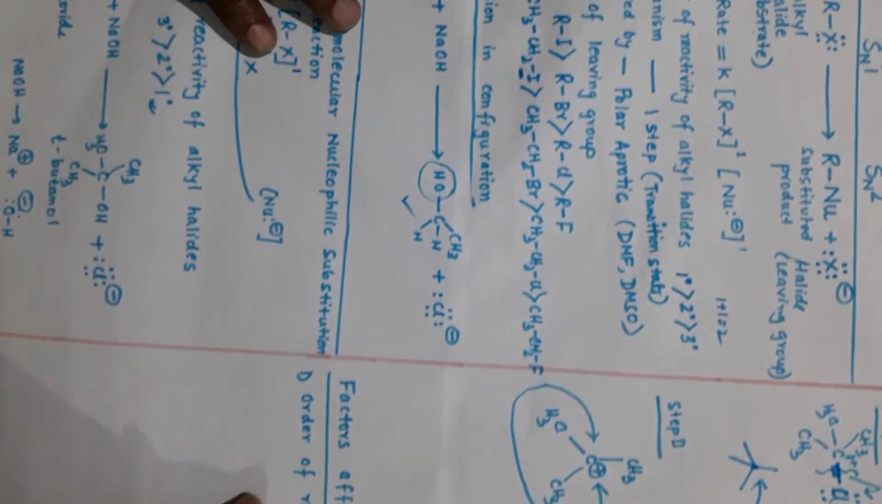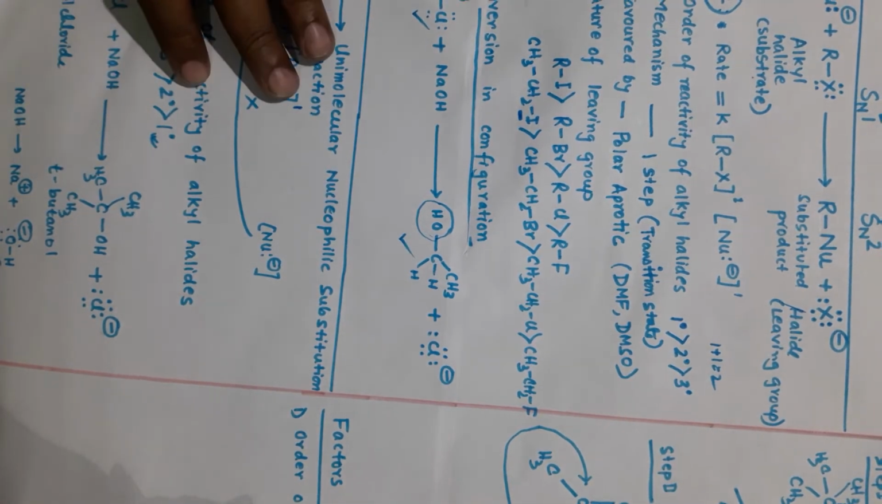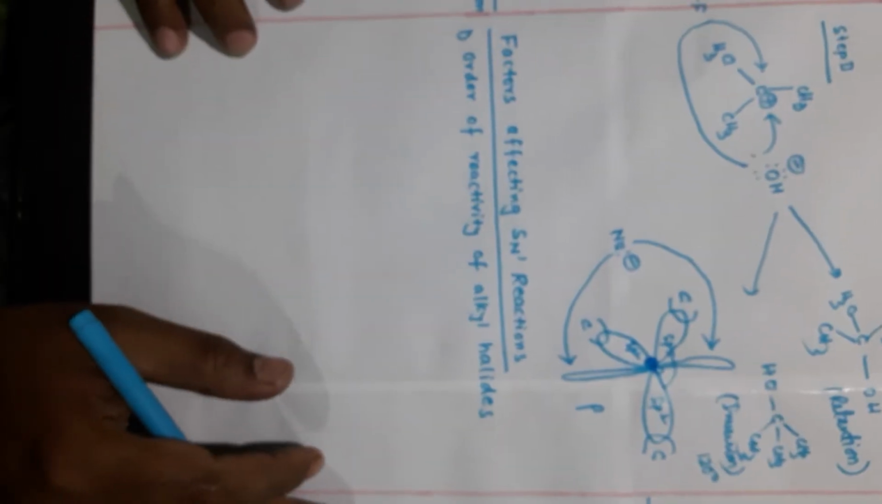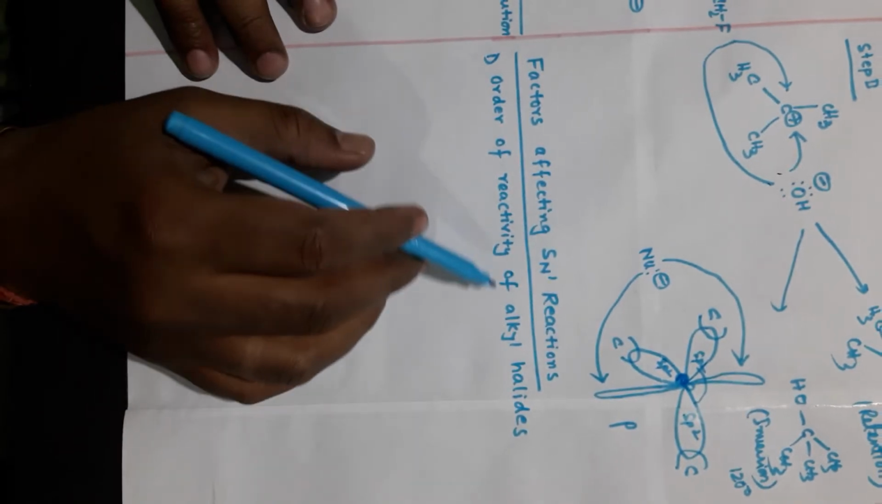But in case of SN2, we had only inversion in configuration. Hopefully you have understood till now. So let us go for the factors. The first factor is the order of reactivity of alkyl halides.